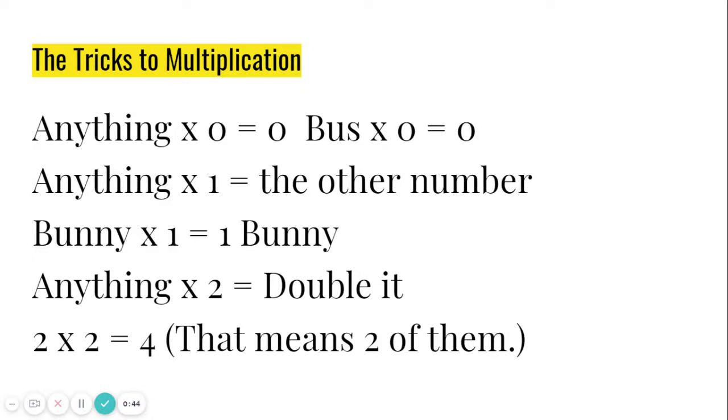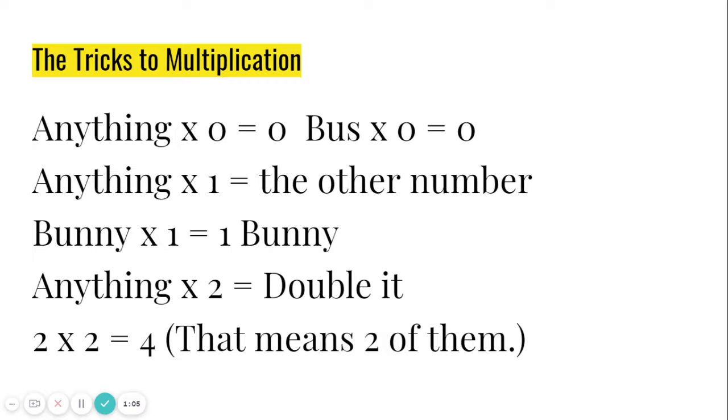So our first trick is anything times 0 is going to be 0. So a school bus times 0 buses, there's a 0. A billion times 0 is 0. One school teacher times 0 is 0.